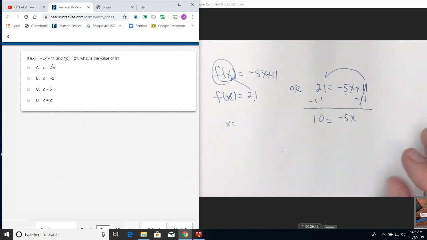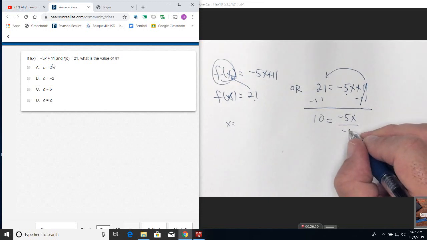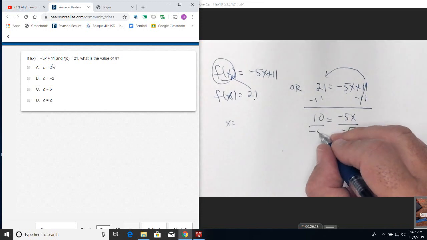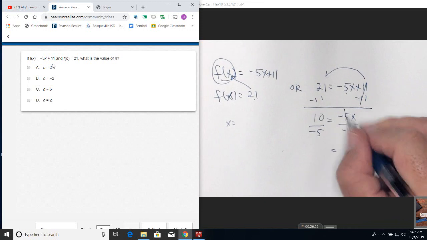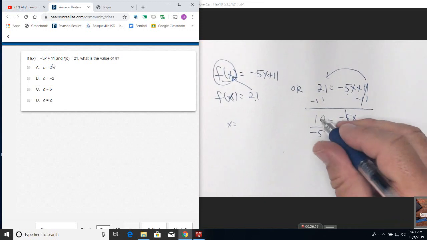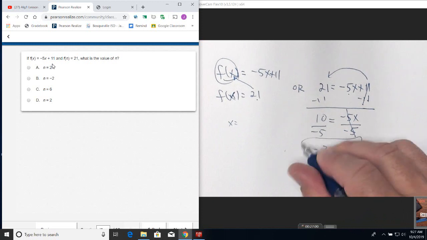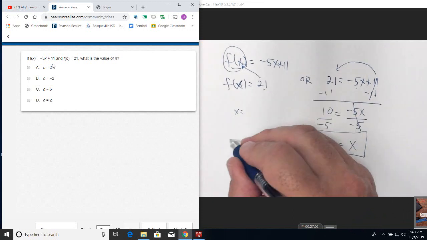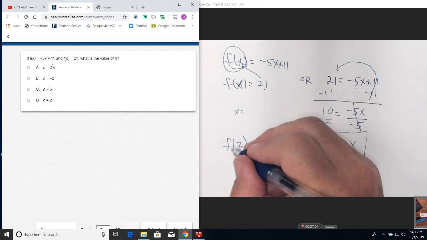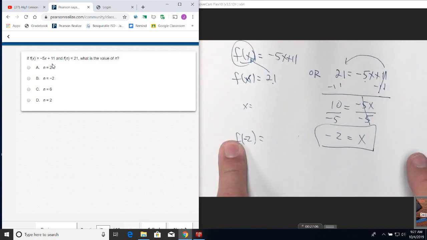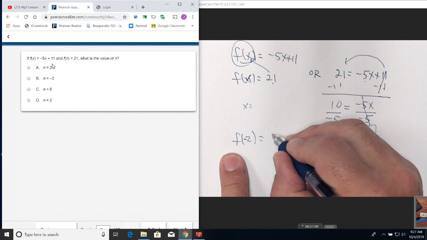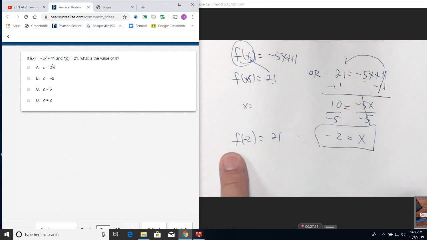So now I solve this by my last step, which is to isolate the variable. So to get rid of a negative 5, what do I do? Divide by negative 5. Negative 5 divided by negative 5 is 1. 1 times x is x. So what's 10 divided by negative 5? It would be negative 2. So the question said, if you plugged a negative 2 into your function, what would you get back? 21. So my answer would be negative 2. Do you understand what it's asking you? Are you done? Okay, let's go to the next problem then.